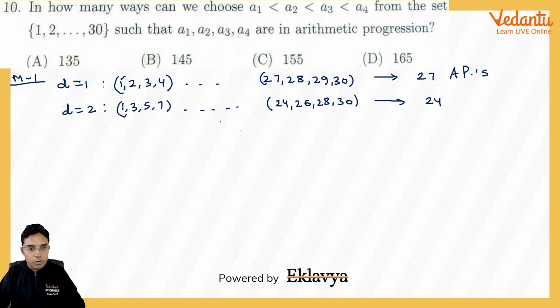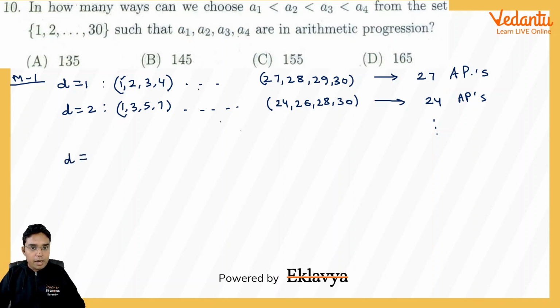Why am I saying 24? First was starting with 1, next can start with 2, then 3 and so on, and the last one will be starting with 24. So 24 such APs. Now I will leave this for you to identify: every time if I increase D by 1, the number of APs will be reduced by 3. Okay, you can find a logic in this also. So three APs are getting reduced every time, and what will be the largest possible D?